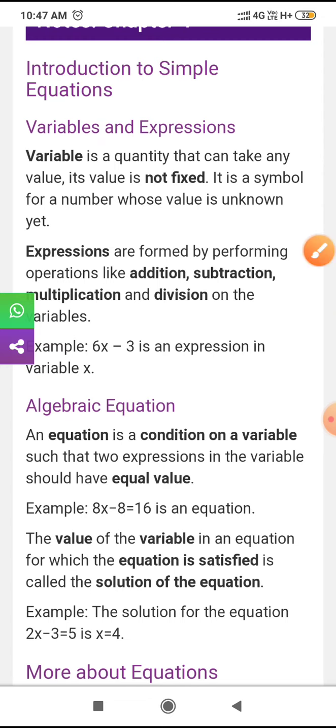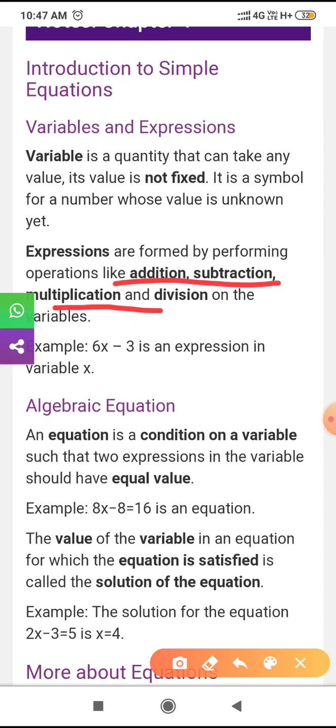Expressions are formed by performing operations like addition, subtraction, multiplication and division on the variables and constants. If we attach two variables or constants with an operation like addition, subtraction, multiplication or division, then we will get an expression. So here 6x minus 3 is an expression in variable x. Here x is variable and 6 and 3 are the constants.